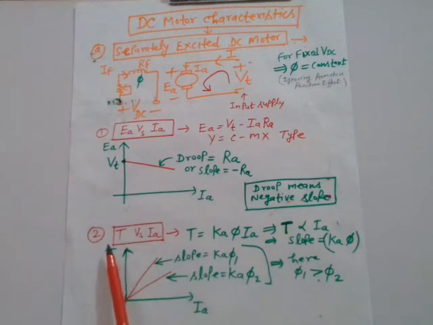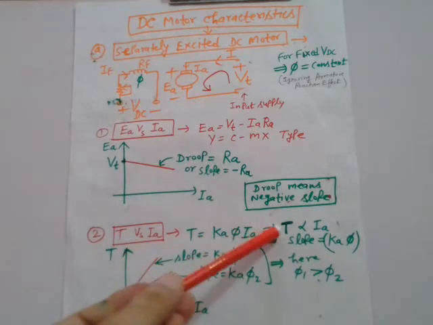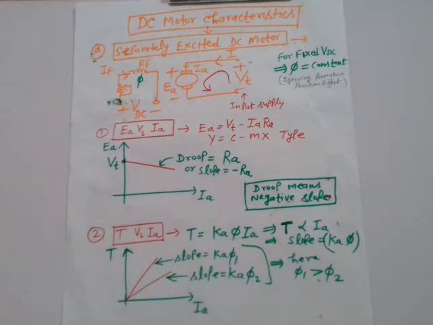So next characteristic is torque versus IA, right? Electromagnetic torque T versus Ia, right? So here this torque T is equal to K phi Ia, right? See how to derive this torque equation. T is equal to K phi Ia. It is very easy.